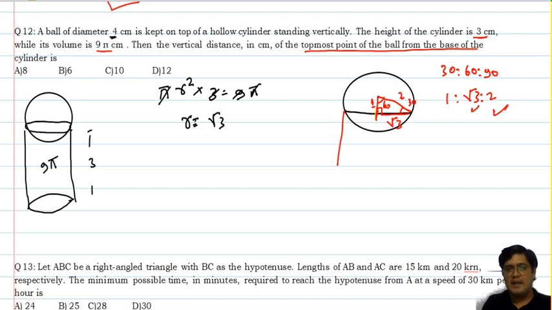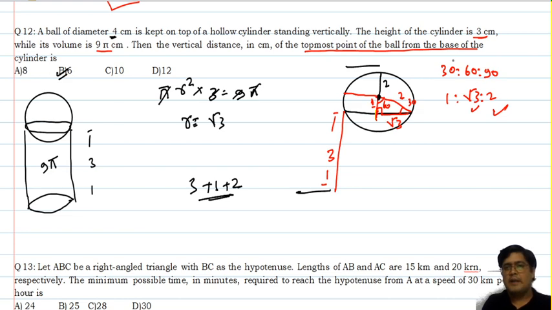Now here the height of the cylinder is already 3. From there, the center of the ball is above by 1 unit. And further above there is a length of 2 units, that is the radius. So how far is the topmost point of the ball from the bottom of the cylinder? 3 units plus 1 unit plus 2. So the combined height of all of these is 6 units or 6 centimeters.